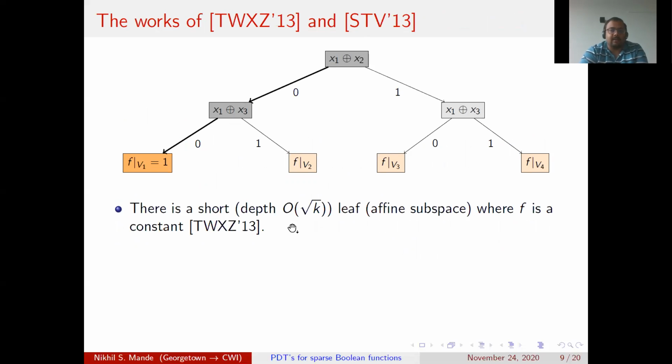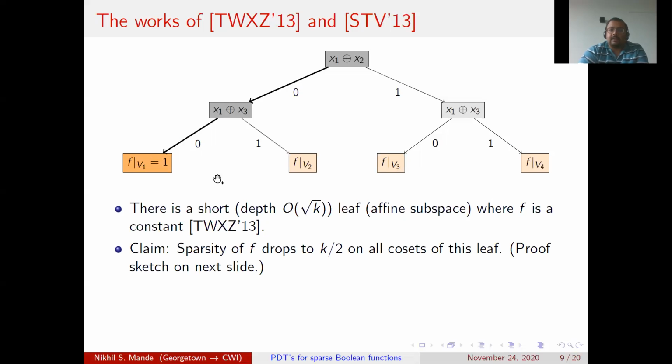Now, this is where the novelty of their work is. I'm not going to explain how they obtain such a leaf. If there does exist such a leaf, then I claim that on all other answers to this same parity queries, the sparsity of f is going to drop by a multiplicative factor of at least 2. I'll tell you a little bit about the sketch on the next slide.